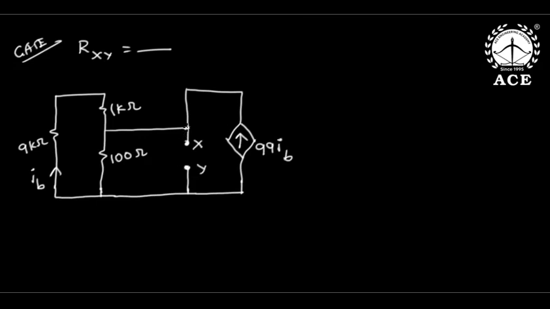So this is a transistor BJT model. Most of you don't know it. You will see such circuits in analog. Yes, it's an application from analog. I need RXY. XY are these terminals. I need RXY.